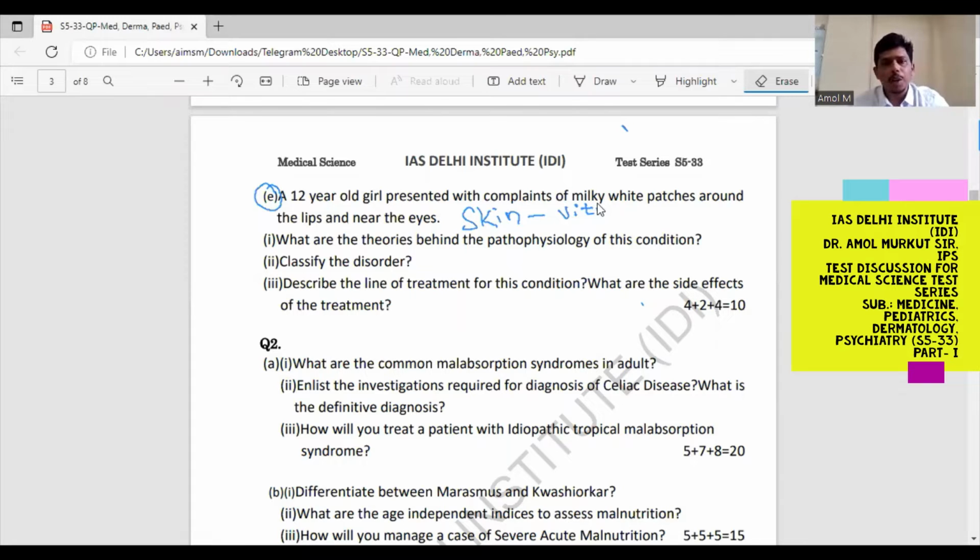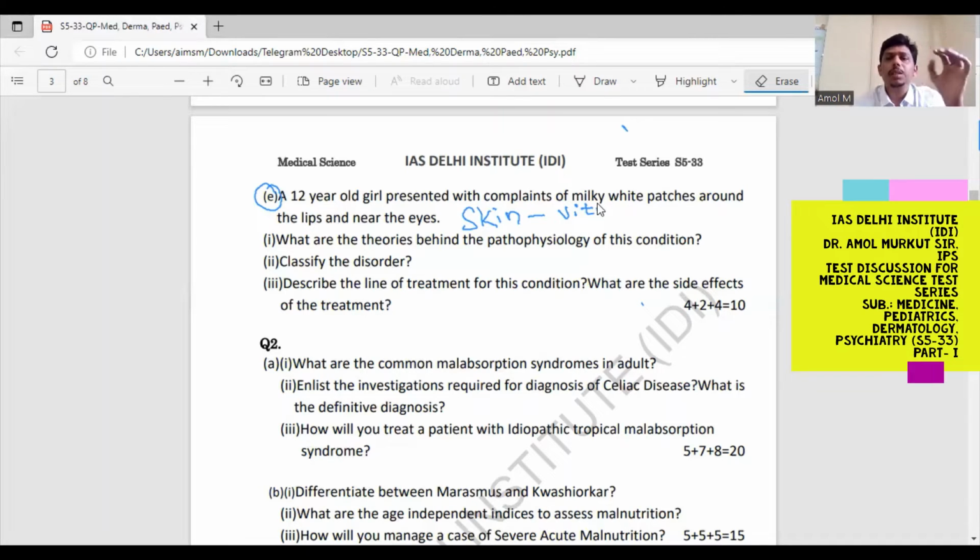See, you haven't been asked pathophysiology. You have been asked theories behind this pathophysiology. Okay. But it is for 4 marks, so you have to explain a little bit, say in a single line. What are the theories? There are 3 theories. One is autoimmune, that is most common. Then second is neurological. Third is genetic. Genetic means it goes to the autoimmune angle. But you have to write that.